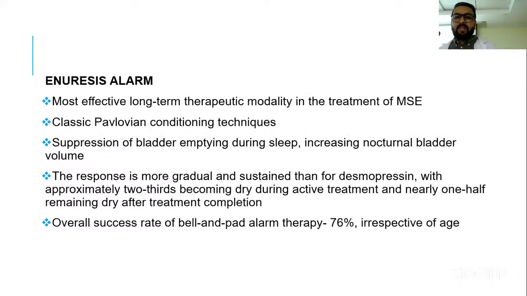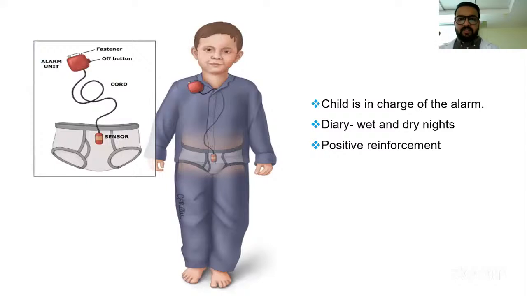In alarm therapy, this is based on classic Pavlovian conditioning techniques, and other mechanisms are suppression of bladder emptying during sleep and increased nocturnal bladder volume. It is the most effective therapy in the treatment of MSC, and the response is more gradual and sustained, with up to two-thirds becoming dry during active treatment and one half remaining dry after treatment. And irrespective of age, success is seen in 76% of the children. This is the alarm therapy.